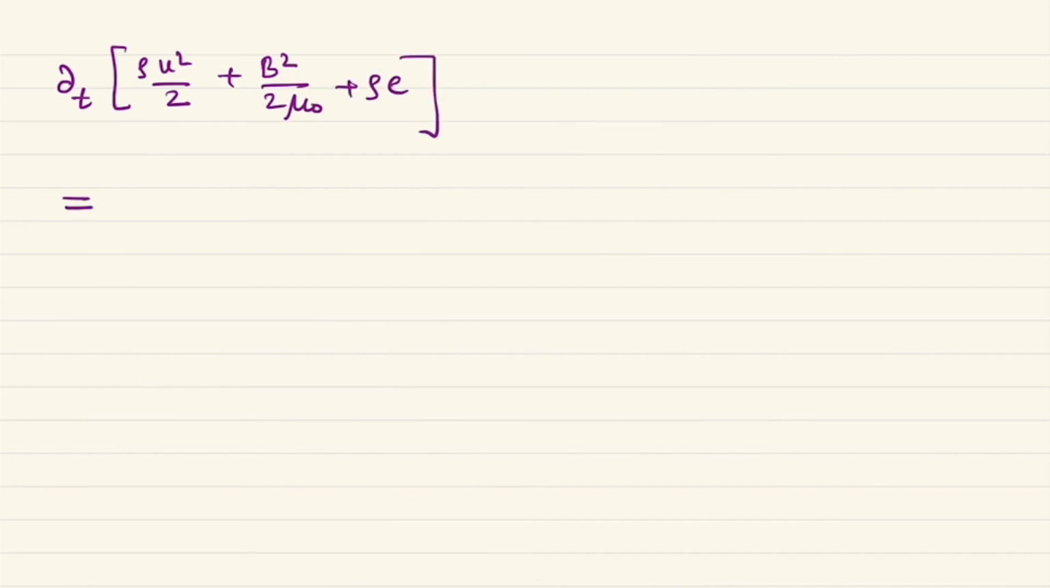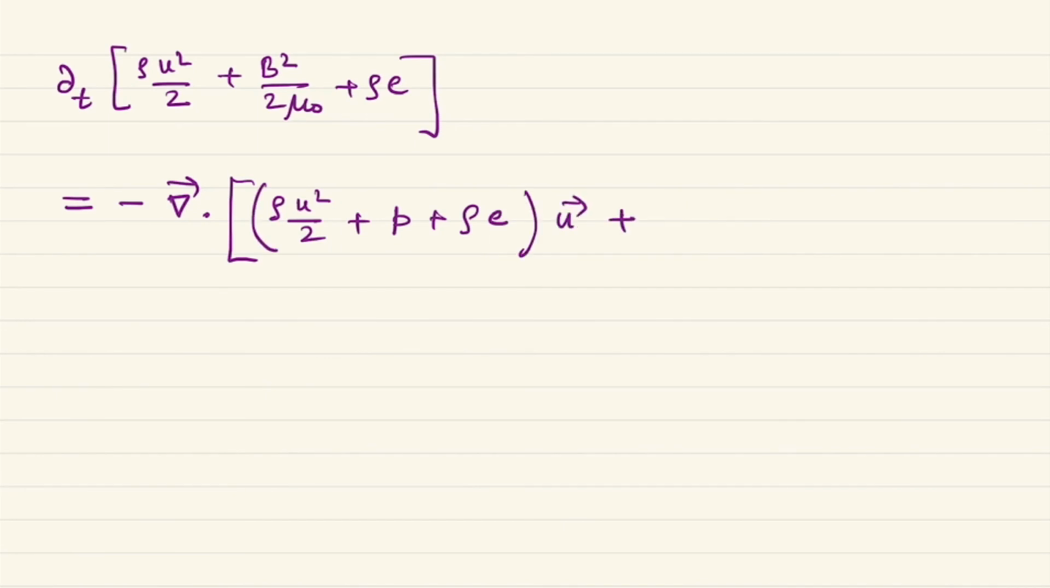So finally, ∂T of (ρu²/2 + B²/2μ0 + ρe) will be simply equal to minus divergence of (ρu²/2 + p + ρe) times u plus the Poynting vector.